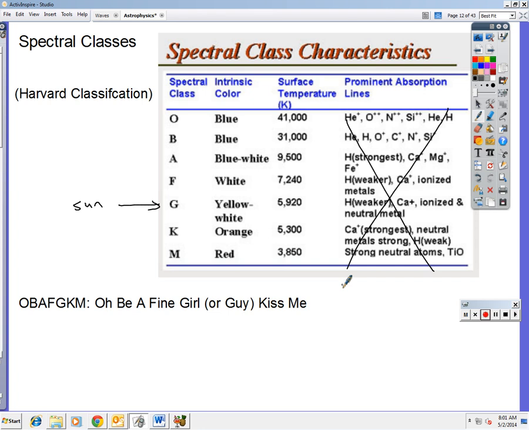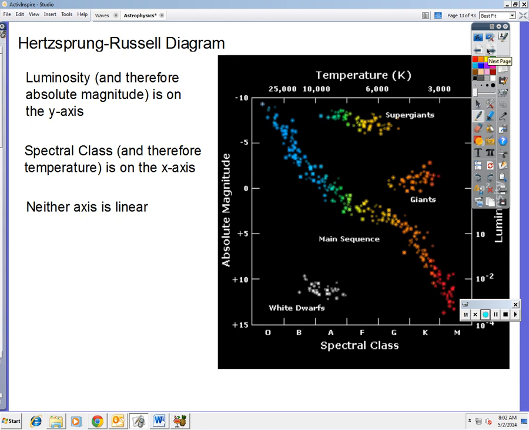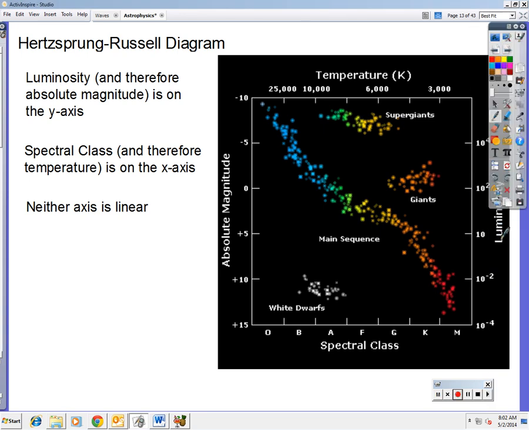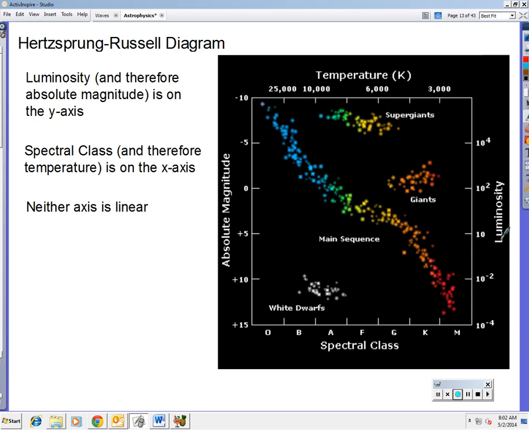And now we get into the most important classification tool in astronomy, which is called the Hertzsprung-Russell diagram. The Hertzsprung-Russell diagram has luminosity on the vertical axis. We'll learn what absolute magnitude is later, but it's related to luminosity. And spectral class, which is a stand-in for temperature, on the horizontal axis. Notice you've got temperature up here in kelvins.